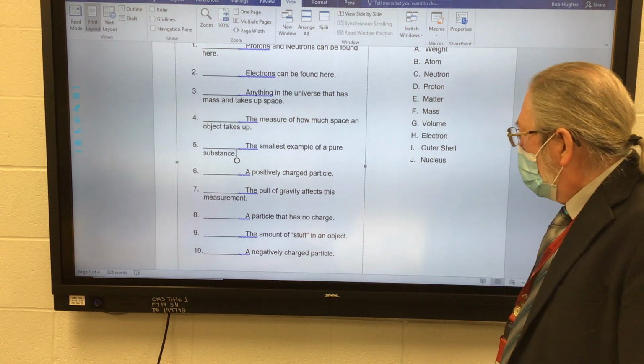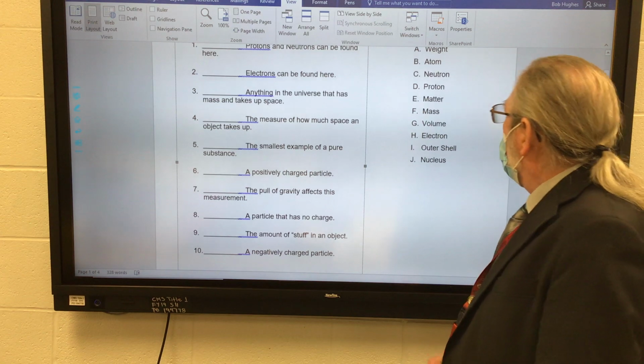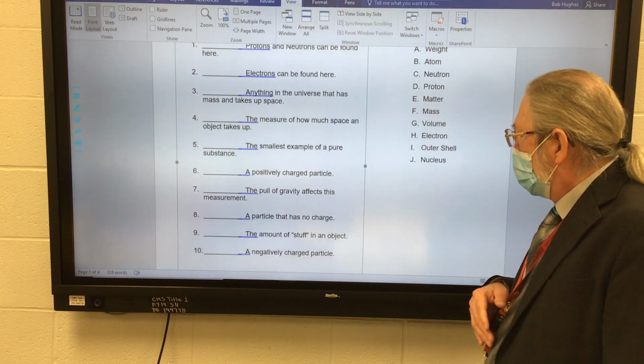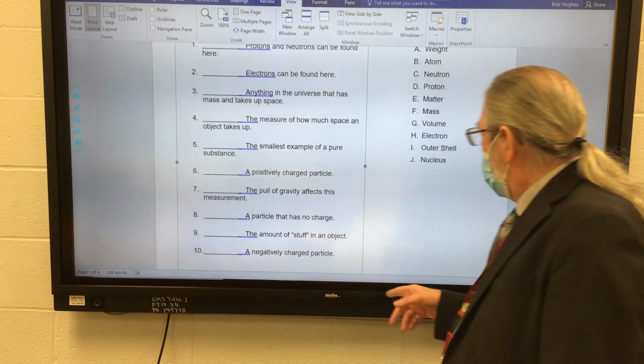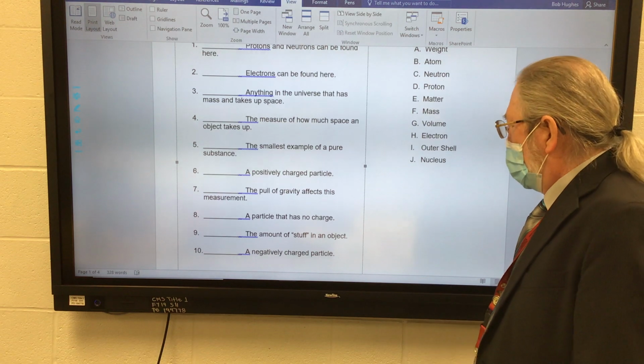Okay. Number 10. A negatively charged particle. Is that an electron or is that a proton? A negatively charged particle. Is that an electron, H, or D, a proton?